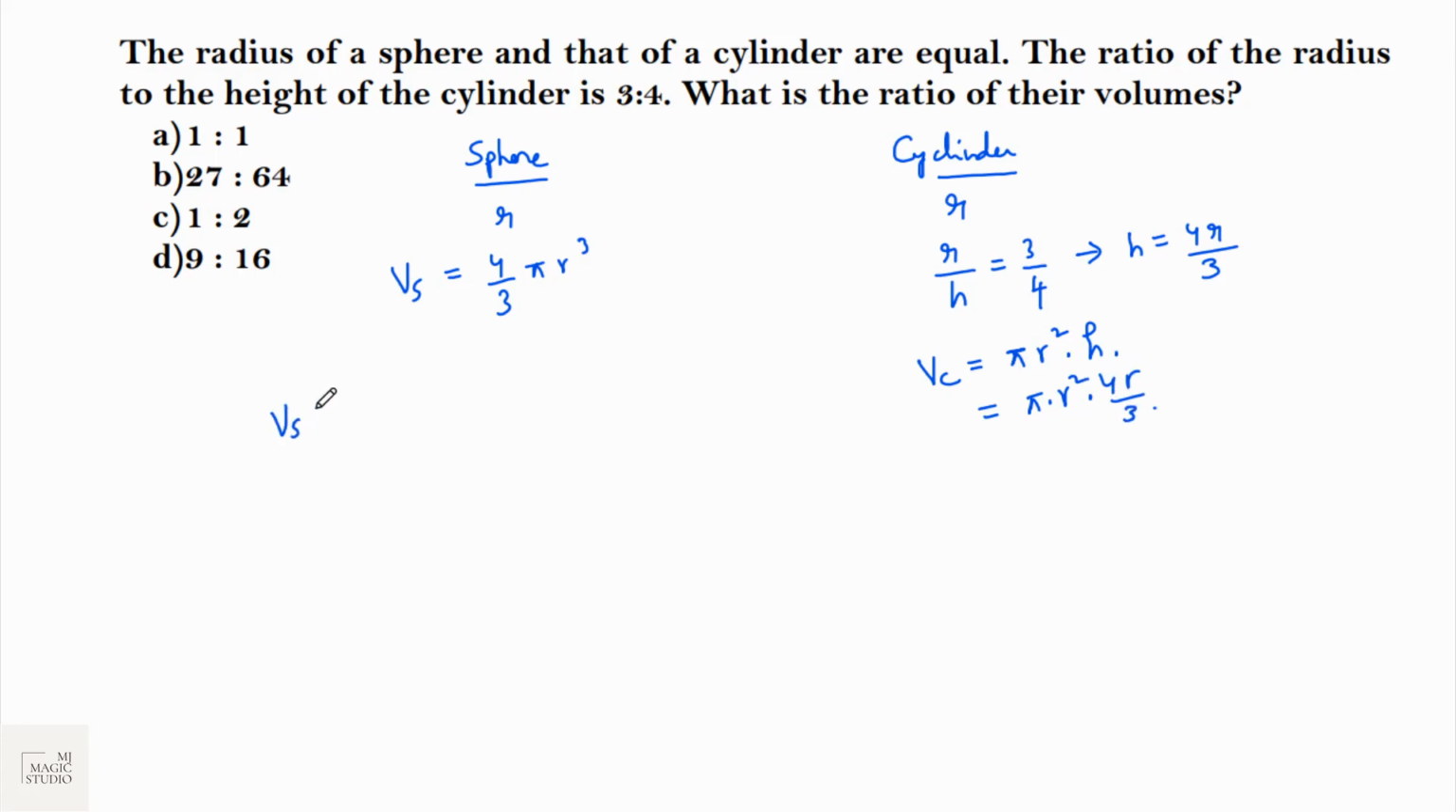So volume of sphere is to volume of cylinder is 4 by 3 pi r cube is to, if we look carefully, it is also 4 by 3 pi r cube. That is 1:1. So the ratio of the volume is 1:1. Option A fits in.